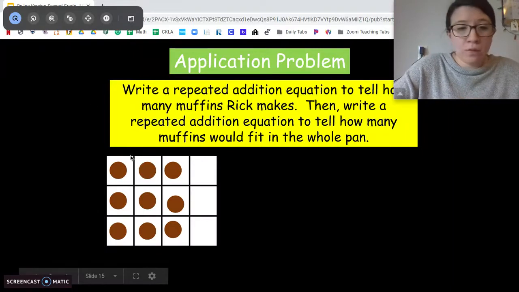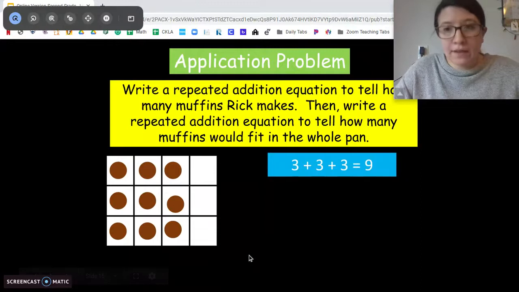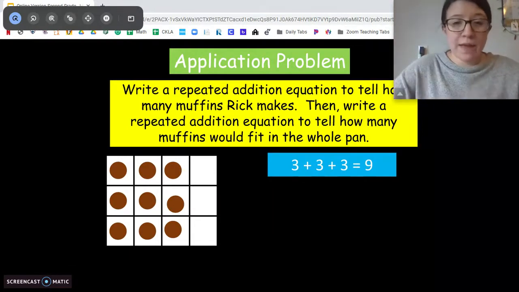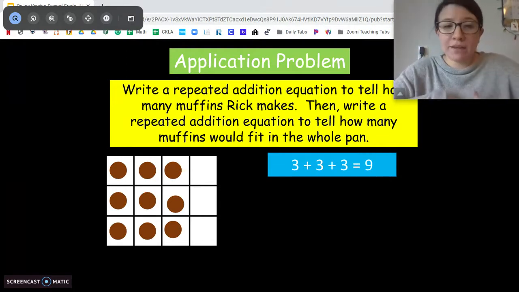So we have 3 columns of 3. So I'm going to add 3 plus 3 plus 3 to get us to 9. So that's how many he makes. I want you to write the addition sentence to tell me how many muffins would fit the whole pan.